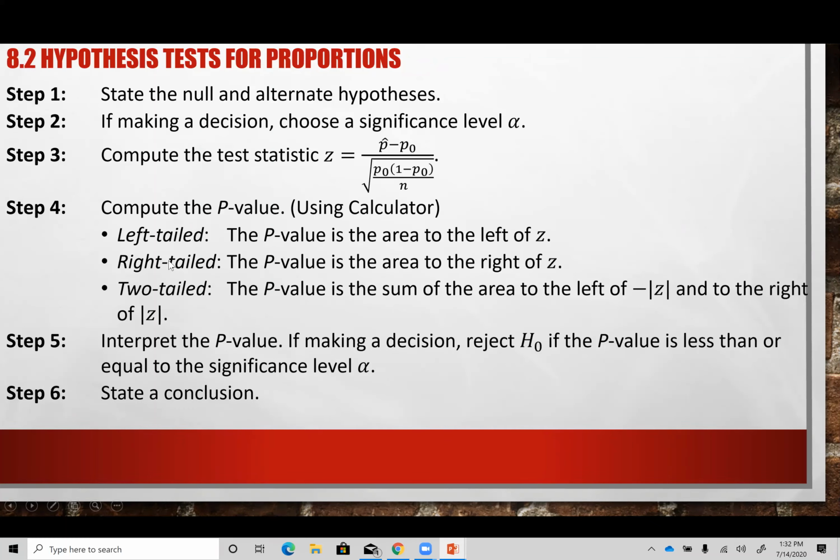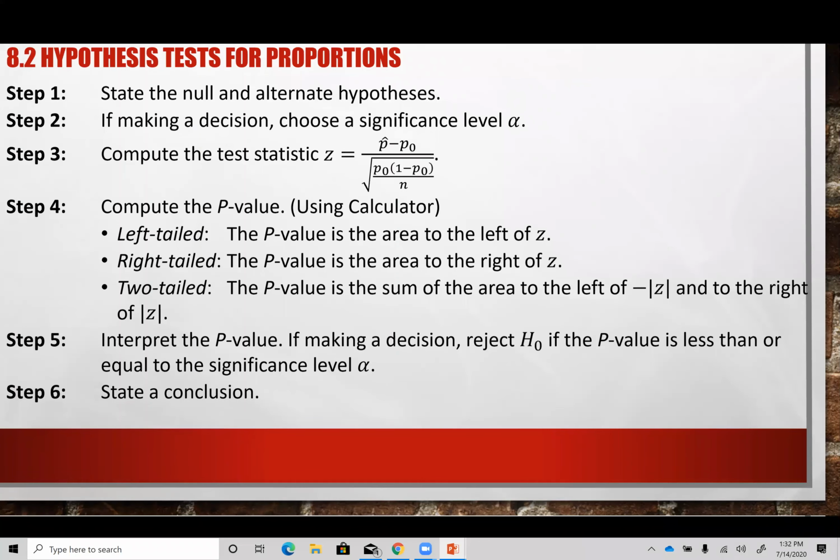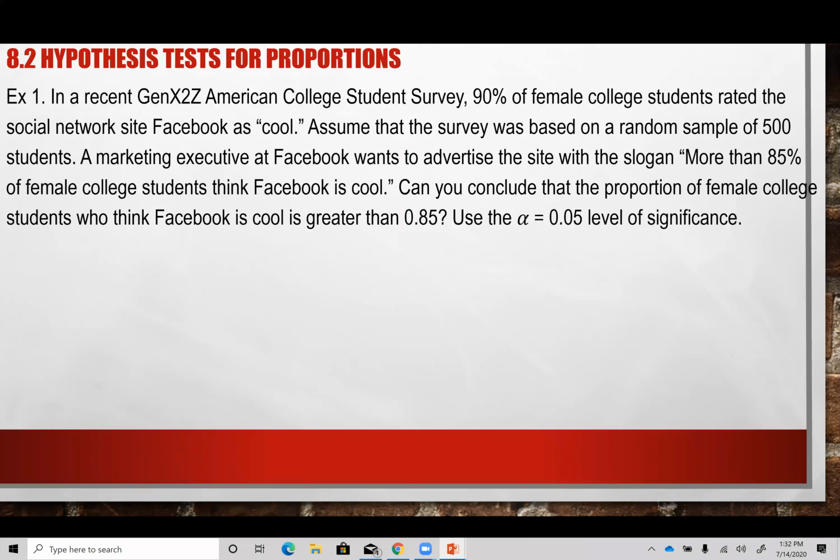Okay, now we have to do the example. So let's take a look at this example here. If you scan through this example, you can see that the information they give you is different from the previous 2 sections, right? And also they ask you, can you conclude that the proportion, right? So when they ask you for a proportion, that's the keyword, we have to use a proportional or the one prop z-test, as you will see in a bit, okay?